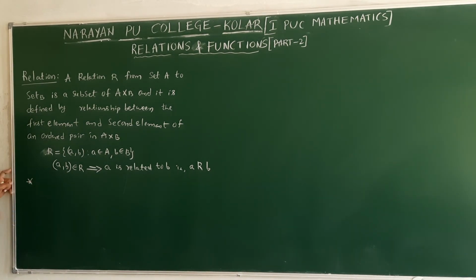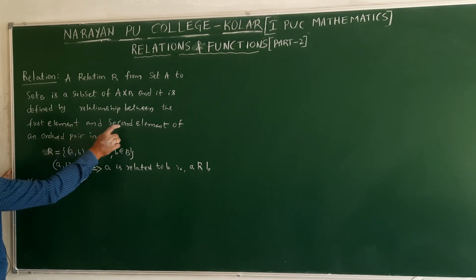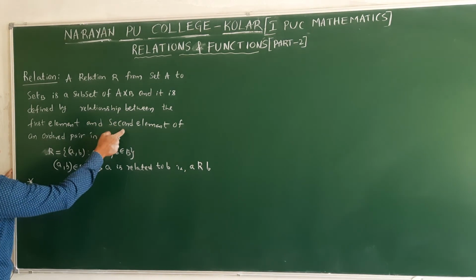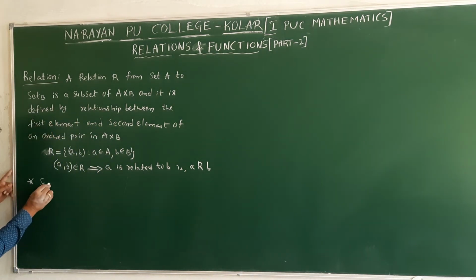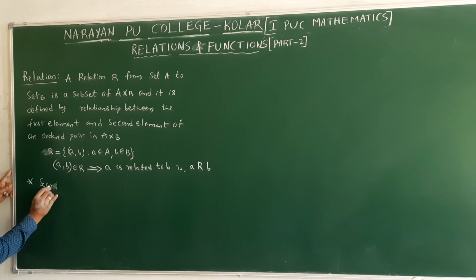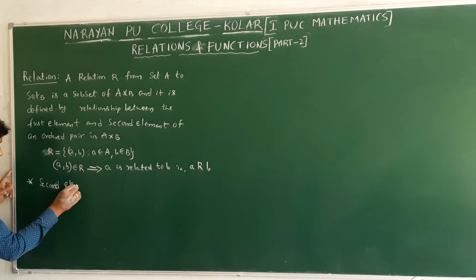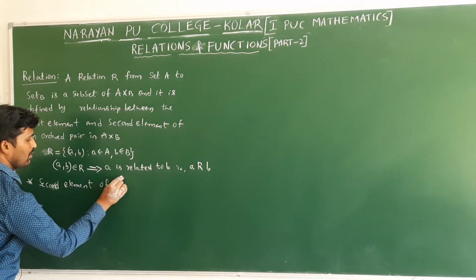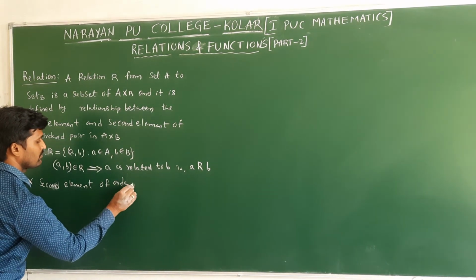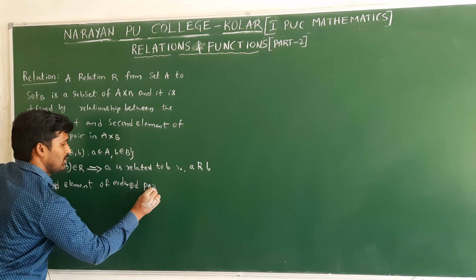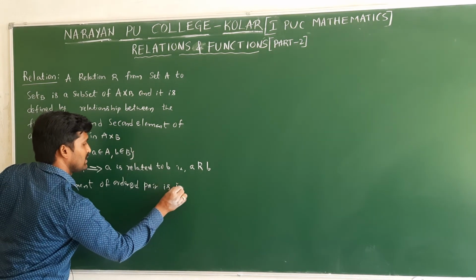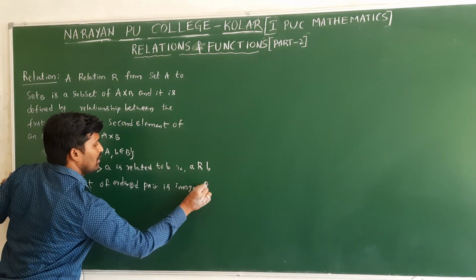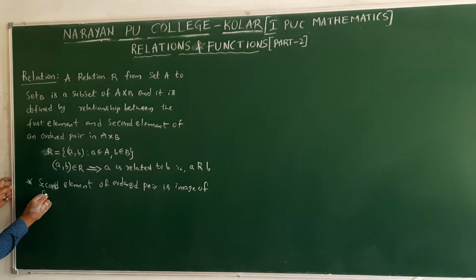Now here, one thing I have to remember: what is the second element we consider? That is always the image of the first element. The second element of an ordered pair is the image of the first element.